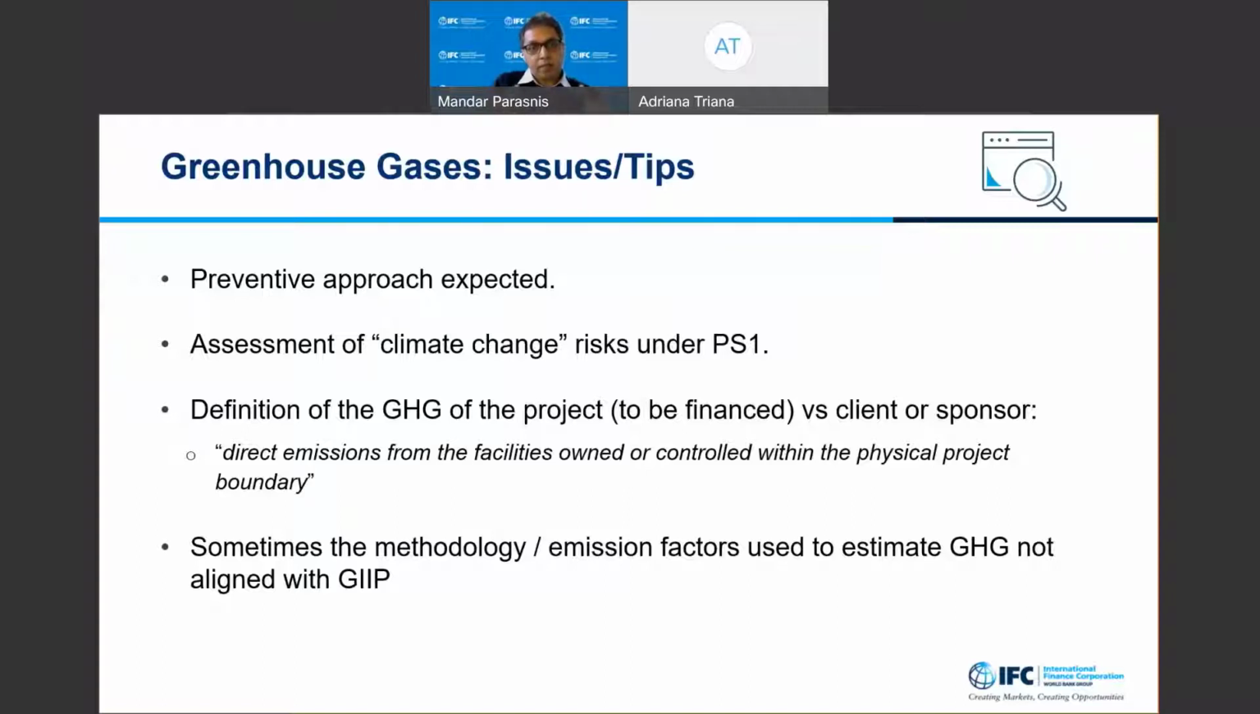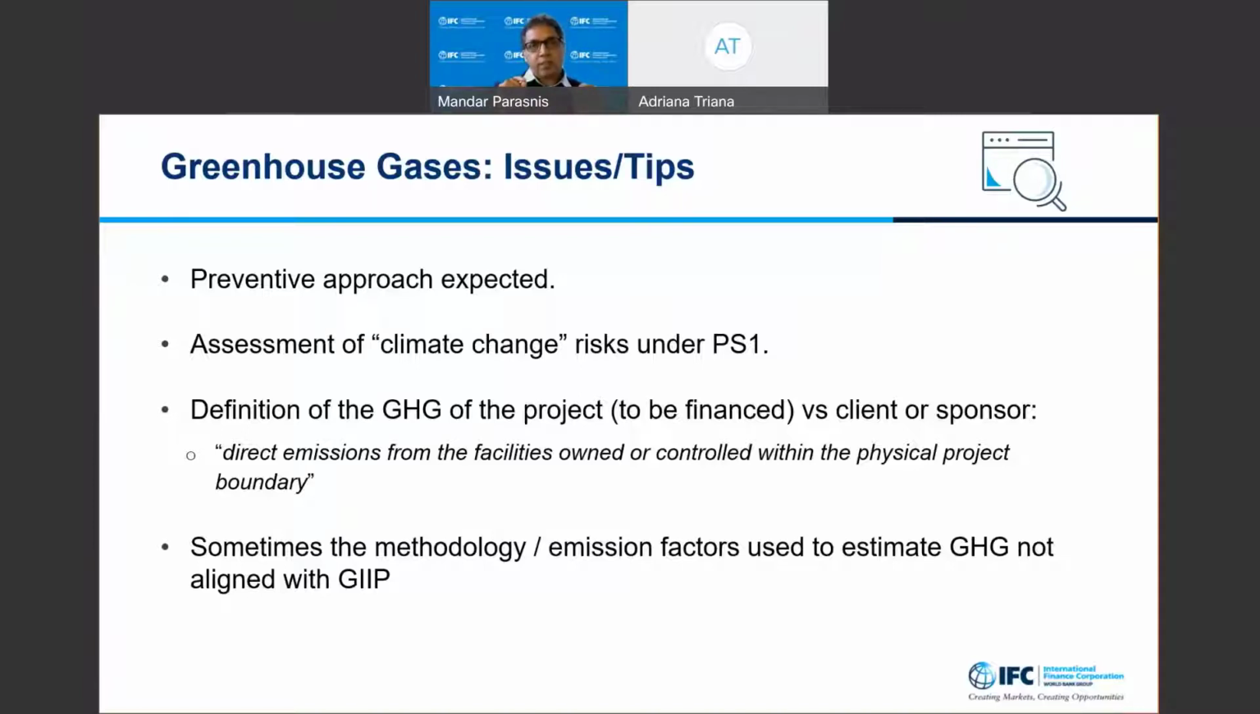If you are looking at one facility of a large conglomerate, then the project is defined as the footprint of this facility. Scope 1 emissions are those coming from this physical footprint of the facility. Scope 2 emissions are the electricity-related indirect emissions for this facility. A client or a sponsor could have 10 such facilities, but we are focusing on project level GHG emissions. So that's an important distinction one has to understand.